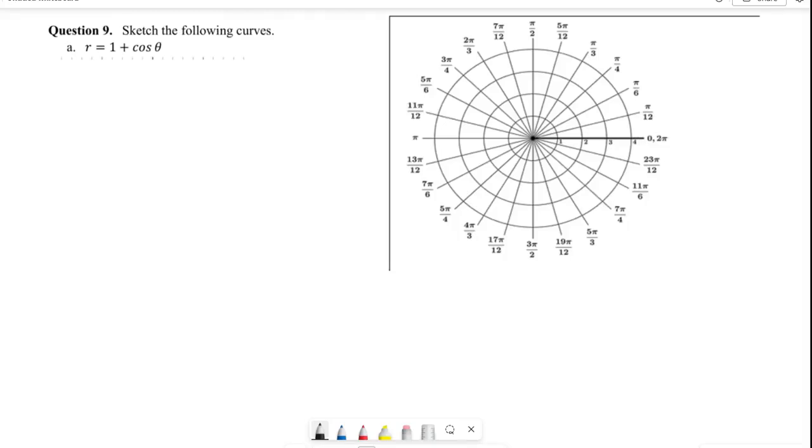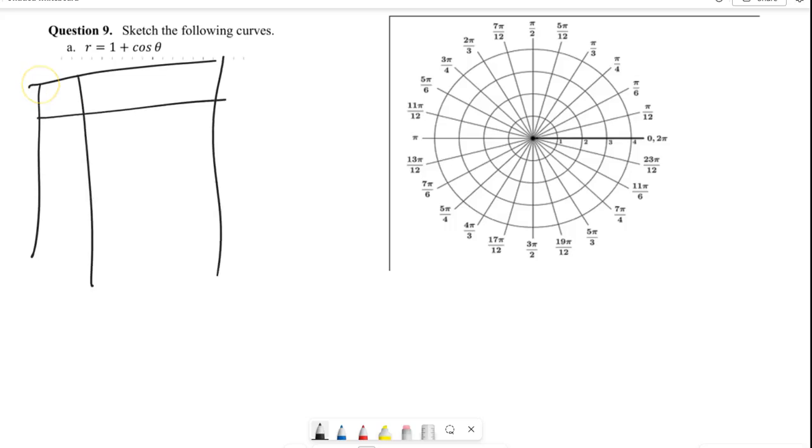Here we are given a polar equation. We need to draw the graph of this. r is equal to 1 plus cosine theta. One simple way of doing that is you draw a table of values, give some theta values and find r from here. Let's say theta is 0. So 1 plus cosine 0 is 2.